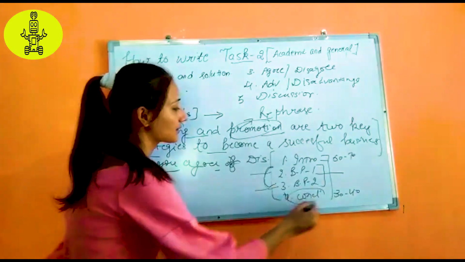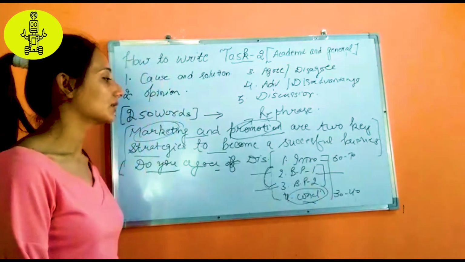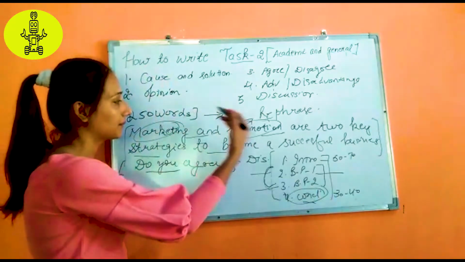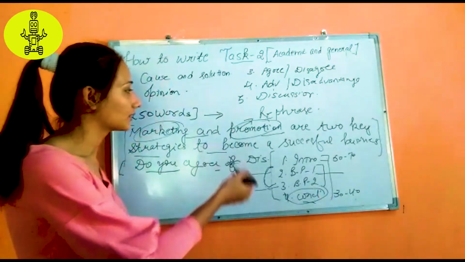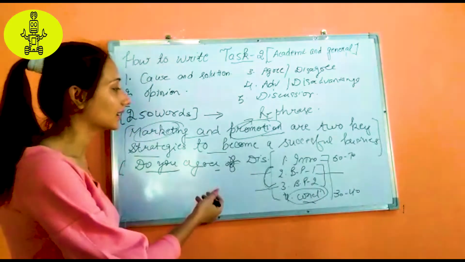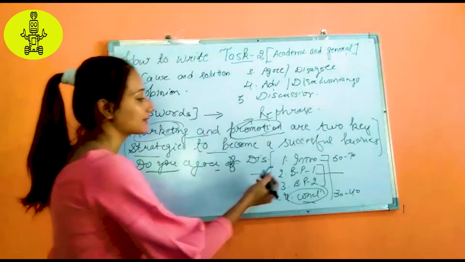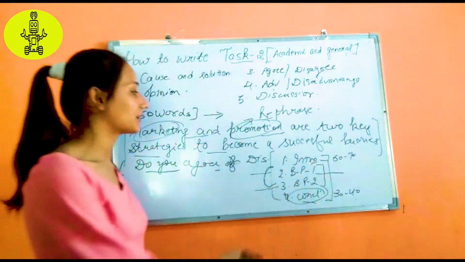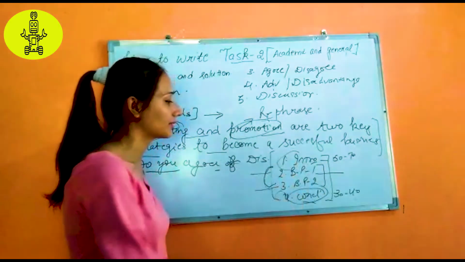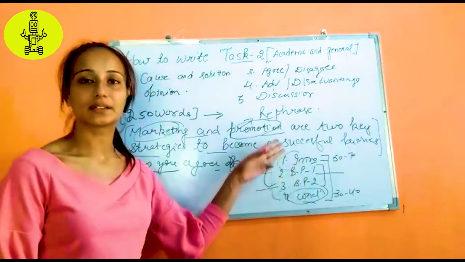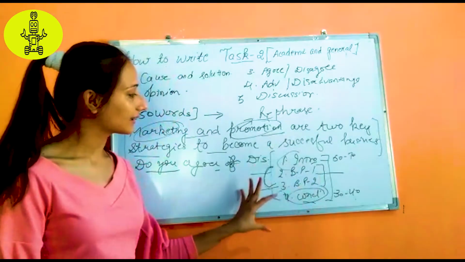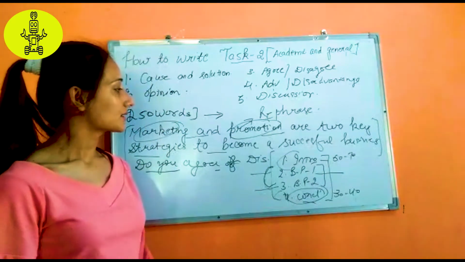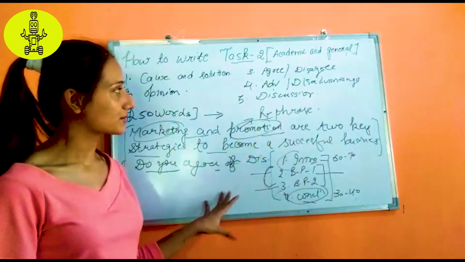And then the conclusion. Conclusion is only 30 to 40 words, so you need to only conclude. You need to write that it is to be concluded that marketing and promotions are the most important factor for a successful business, and I agree with this. This is exactly the conclusion and introduction. Somehow it can be the same, but try to keep the wording different so you can make sure you get the band. Otherwise, if you write the same line again and again, you cannot score the band properly. So that's all you need to write in Task 2.